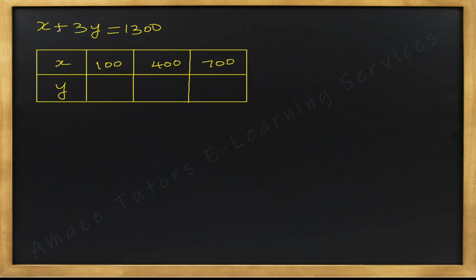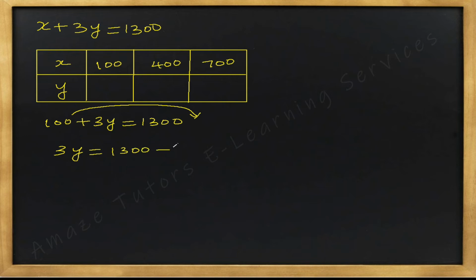Substitute one by one. x is equal to 100. 100 plus 3y is equal to 1300. Take 100 to the other side. 3y is equal to 1300 minus 100. 3y is equal to 1200. Divide both sides by 3. y value is 400. Fill it here in the table.